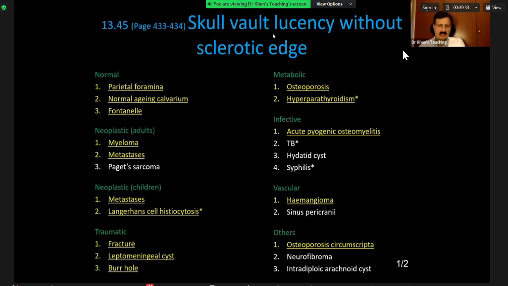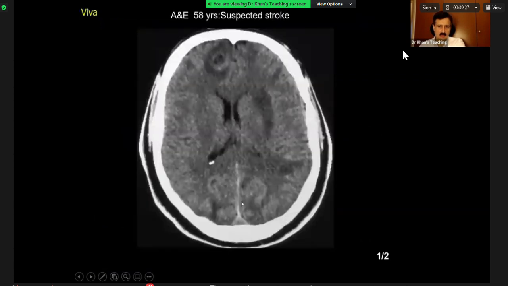And this is why skull wall lucency without sclerotic edge, which is this one, is given in your book. Is this stroke or not?